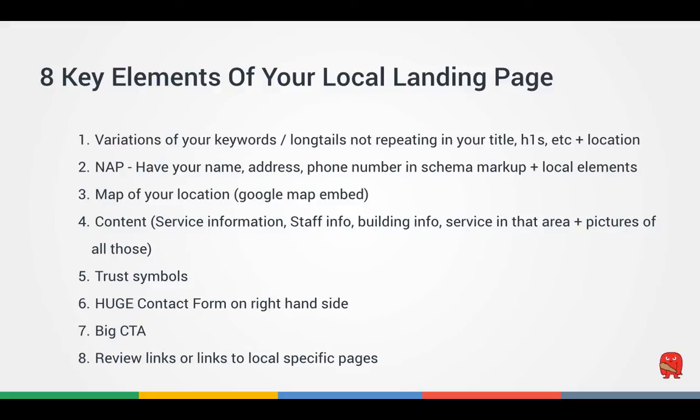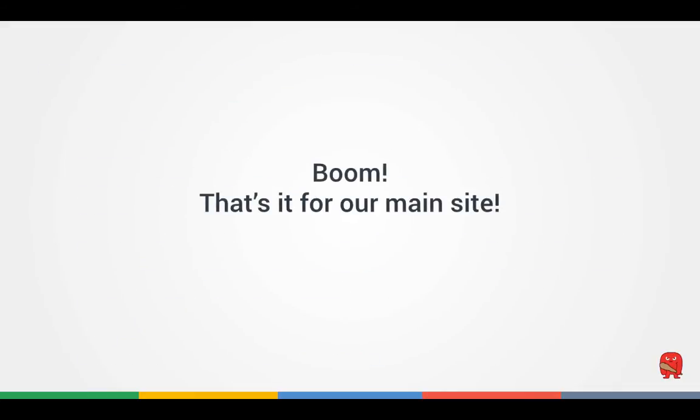8th thing that you want to have on your local landing page is review links or links to local specific pages. So I'm talking if you have links to that location in Yelp, if you have links to that location in Better Business Bureau, other kind of industry citation sources where you could find more information about your business, you can put links to those. So those are the 8 key elements that you want to have on your local landing page. That's it for our main site. So those are all the main things that you need to know to optimize your main site.